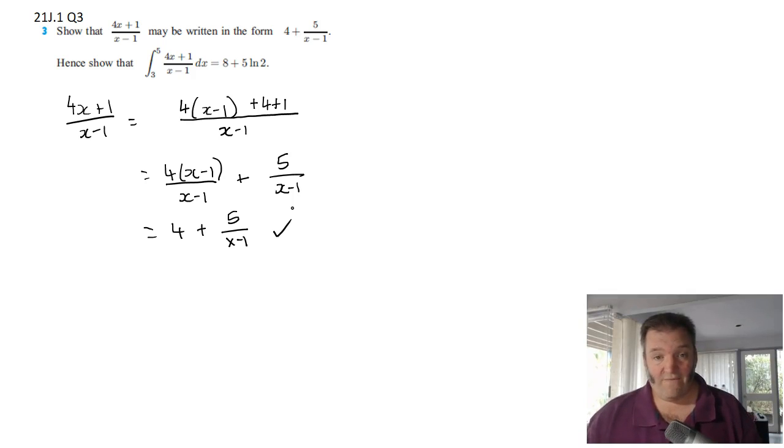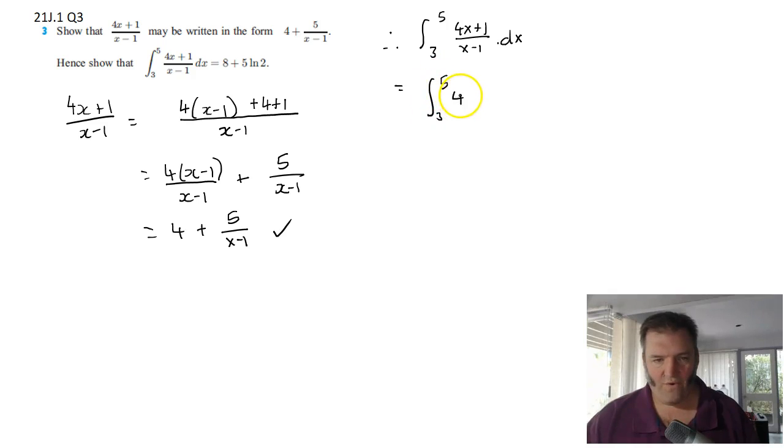Alright, let's go ahead and find the integral. Now I'm going to try and work over this side of the page. So therefore, the integral from 3 to 5 of (4x + 1)/(x - 1) dx, and we know that it's actually going to be equal to the integral from 3 to 5 of 4 + 5/(x - 1) in terms of x. This integral we can find, so this is looking pretty easy.